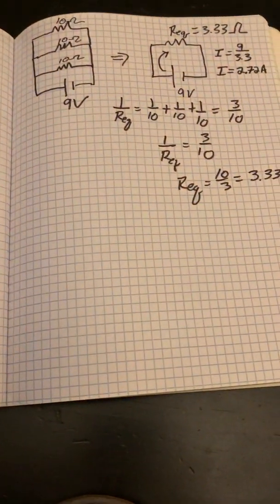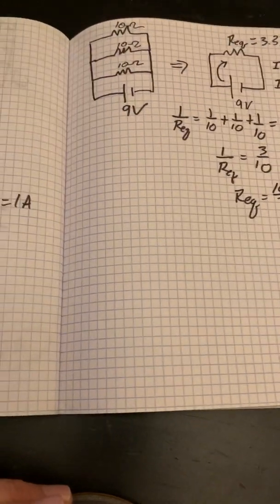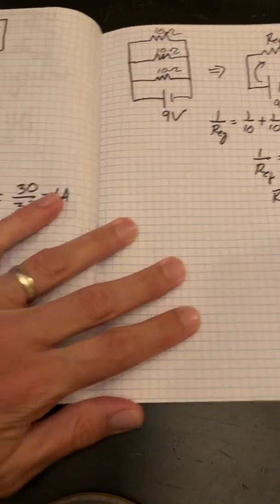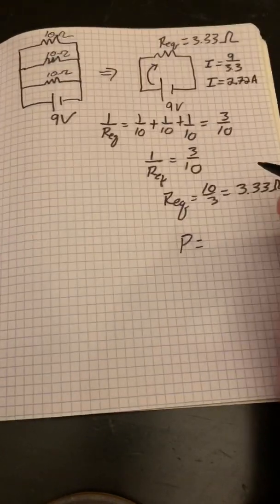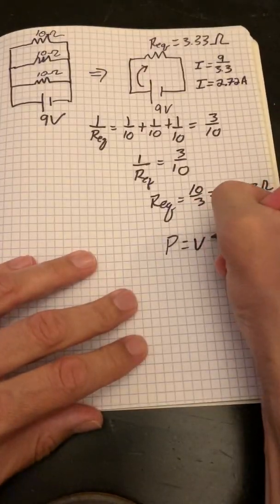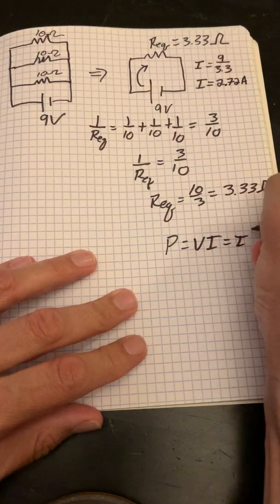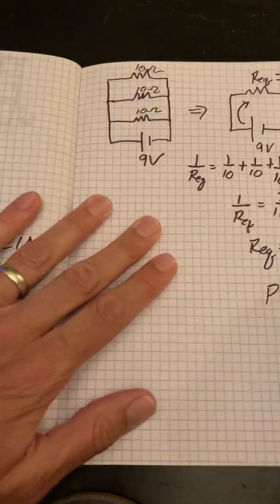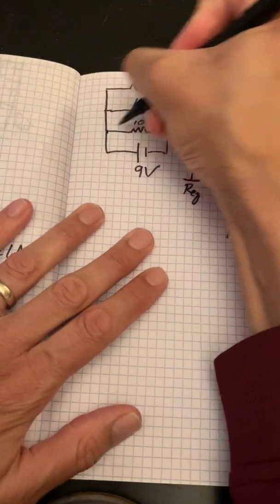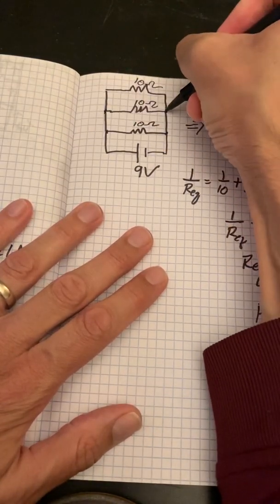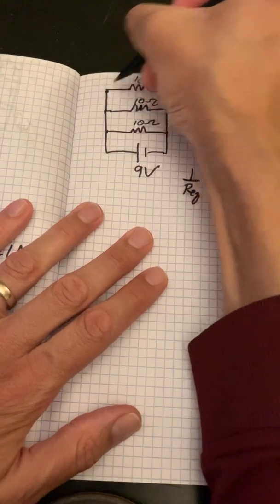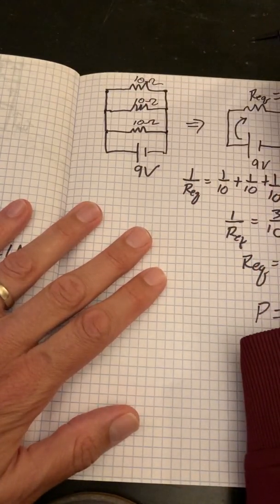So now let's go ahead and find the voltage and the current across each one of the resistors so I could find the power. And remember, the power dissipated is equal to VI or I squared R. Well, in a parallel circuit, it's easy because the voltage across those 2 points is 9 volts. The voltage across those 2 points is 9 volts. The voltage across those 2 points is 9 volts.